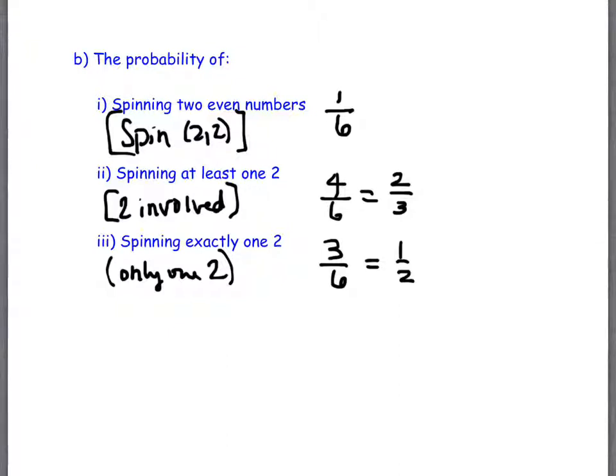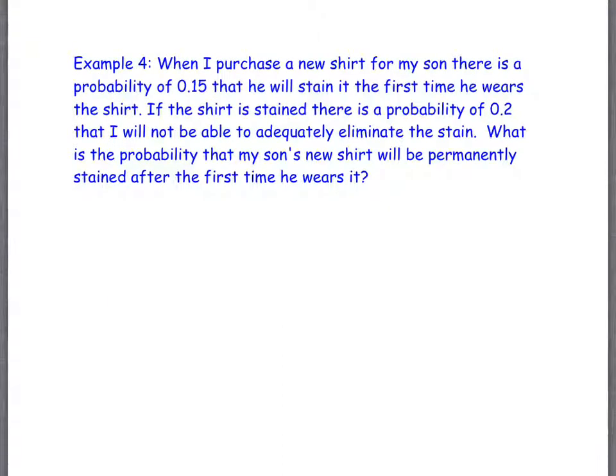All right, you ready for a fun example? This mirrors a problem that you have similar to it in your homework about a defective item being caught by somebody who's doing a quality check. But this is my version of it. When I purchased my new shirt for my son, there's a probability of 0.15 that he will stain it the first time he wears it. If the shirt is stained, there's a probability of 0.2 that I will not be able to adequately eliminate the stain. What is the probability that my son's new shirt will be permanently stained after the first time he wears it?